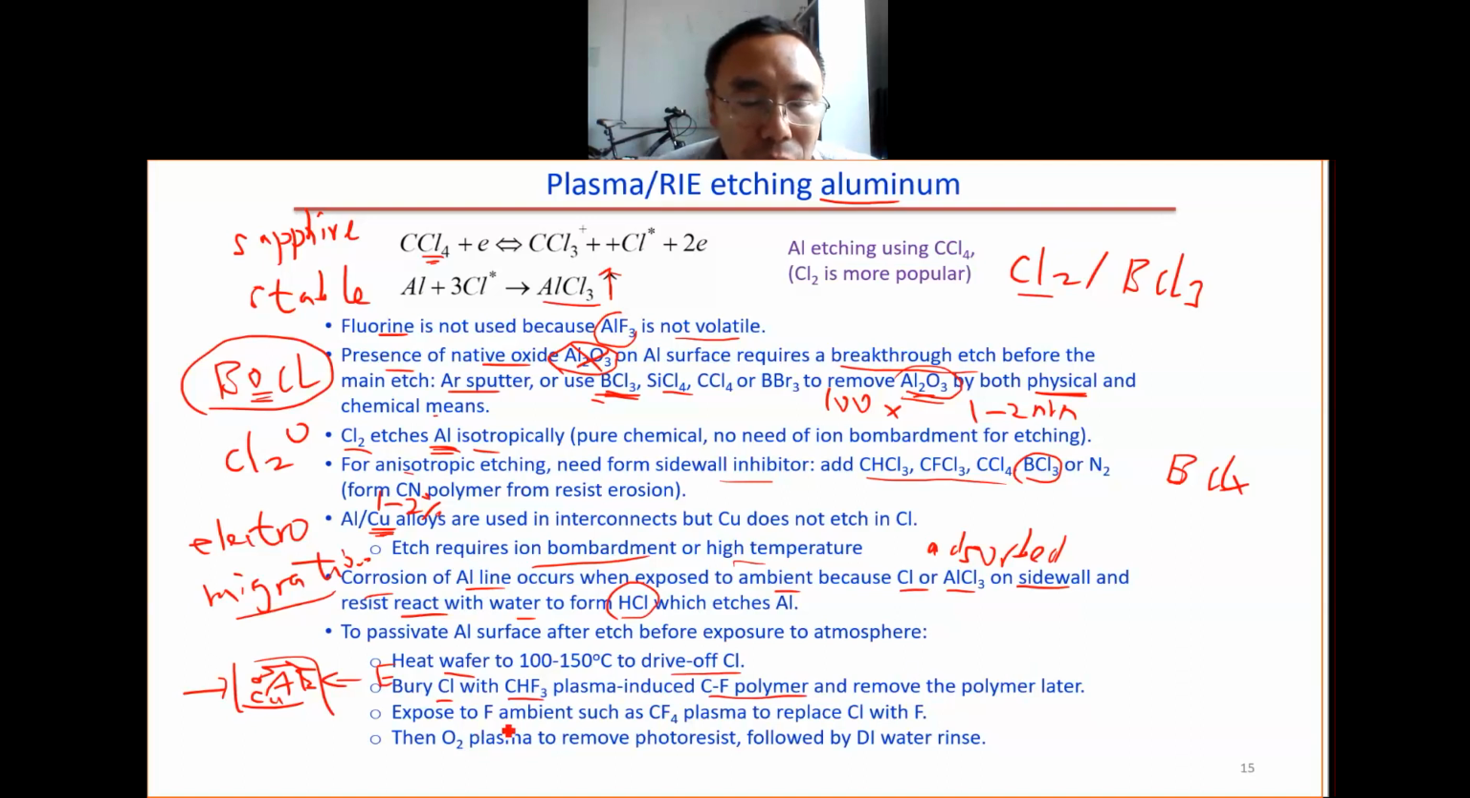Or maybe we expose it to a fluorine ambient, such as CF4 plasma, to replace the chlorine with fluorine. Then we add an oxygen plasma to remove the photoresist, and then we do the water rinse. Then it will be good.